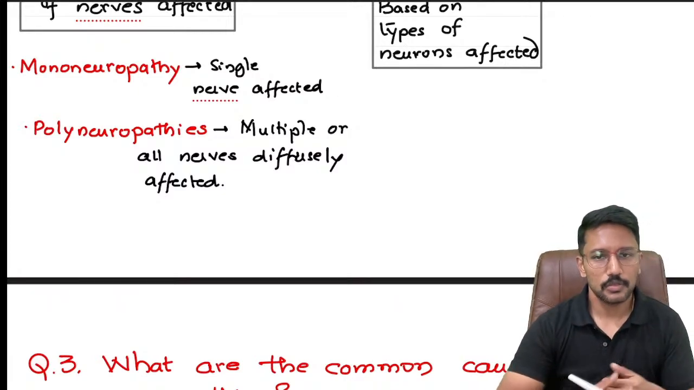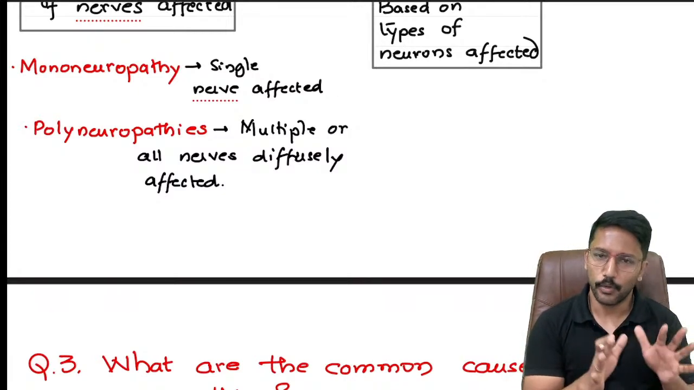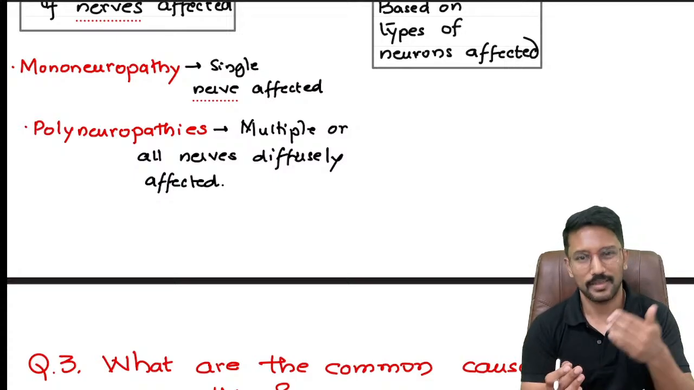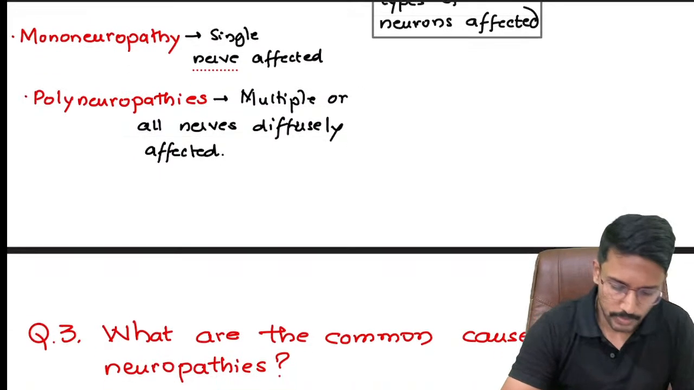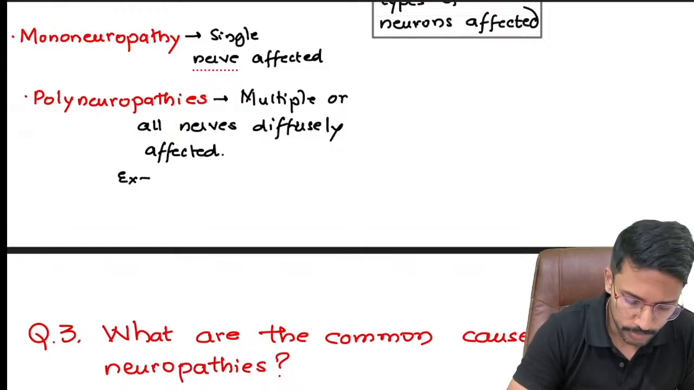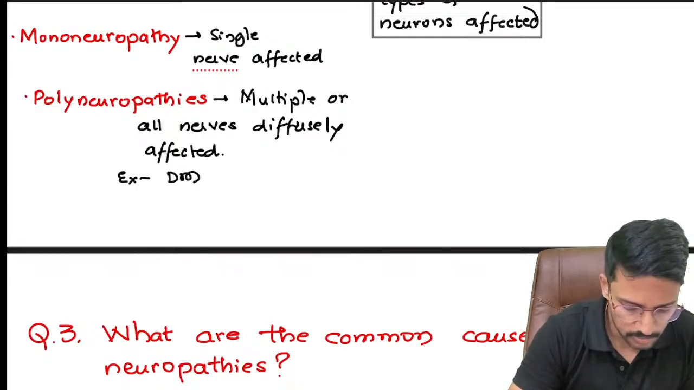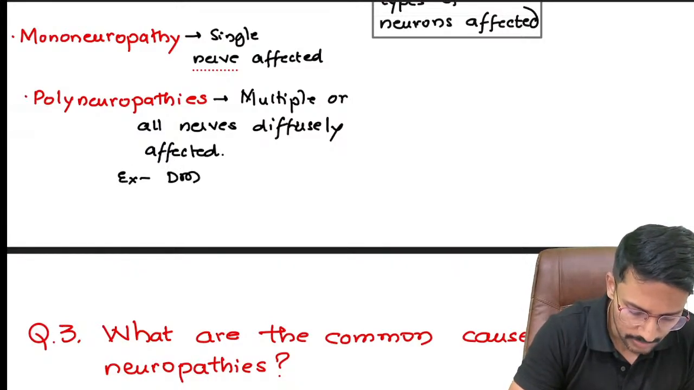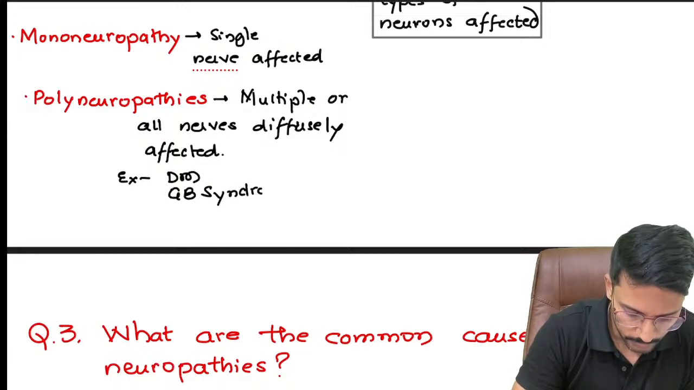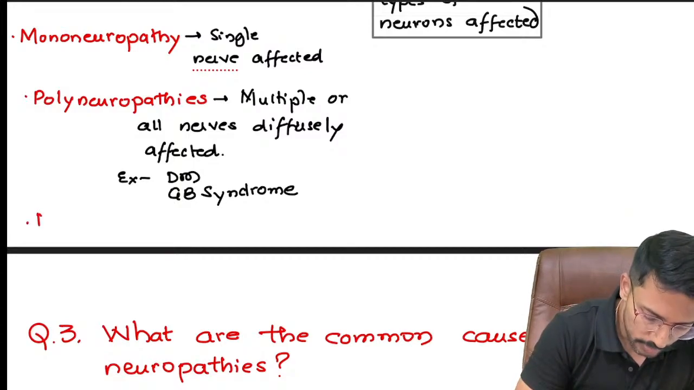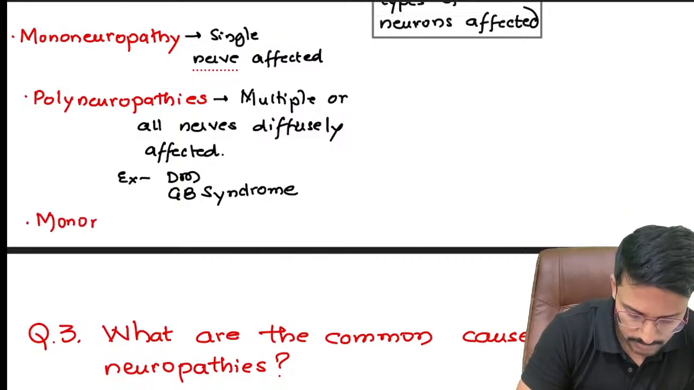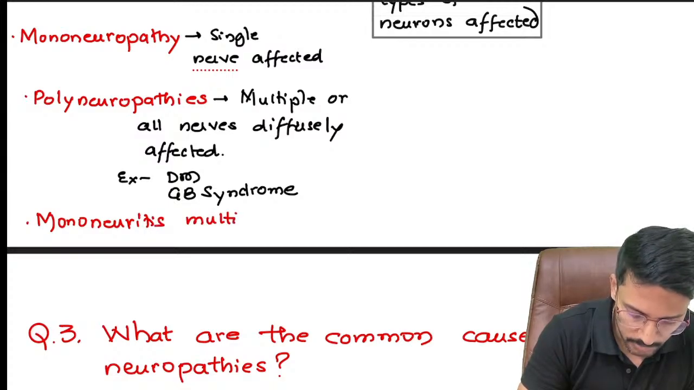Right? You remember GB syndrome? GB syndrome is nothing but a polyneuropathy disorder. If you go back and look at the way we have defined it, we have defined it as polyneuropathy. Right? So examples of polyneuropathy are diabetes mellitus causing neuropathy and your GB syndrome, where all the nerves are diffusely affected. Now there is a third entity called mononeuritis multiplex. Now what do I mean by this?